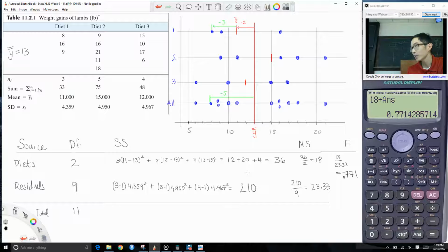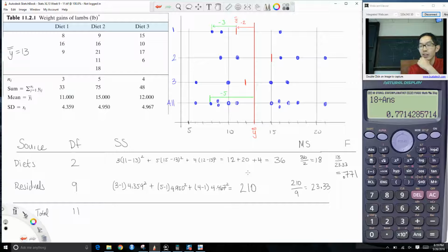In your packet of tables, I have not given you the F table. In the 5th edition of the textbook, they cut out F tables completely, and in the 4th edition of the textbook, they have F tables, but there's like 10 pages of it.